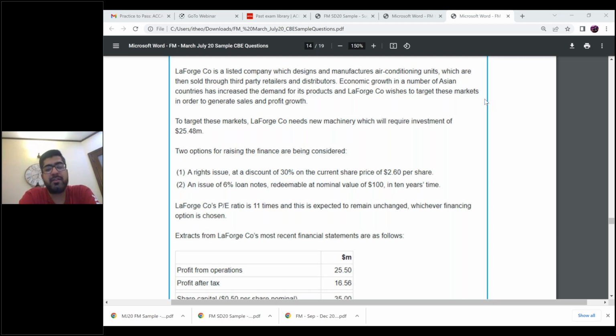2 options for raising the finance are being considered. Number 1, a right issue at a discount of 30% to the current share price of 2.6 per share. The first financing option is that you need 25.48 million, a right issue at a discount of 30% to the current share price of 2.6 per share. And second, an issue of 6% loan notes redeemable at nominal value of 100 in 10 years time.